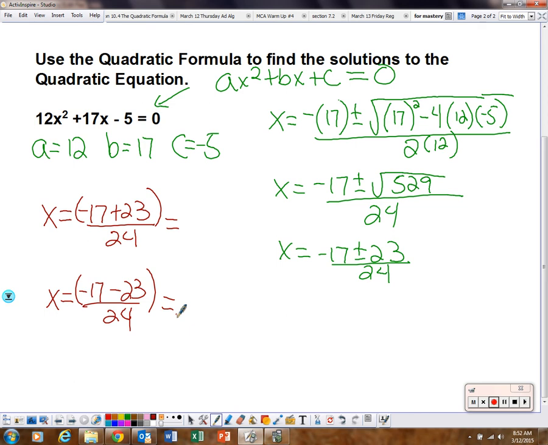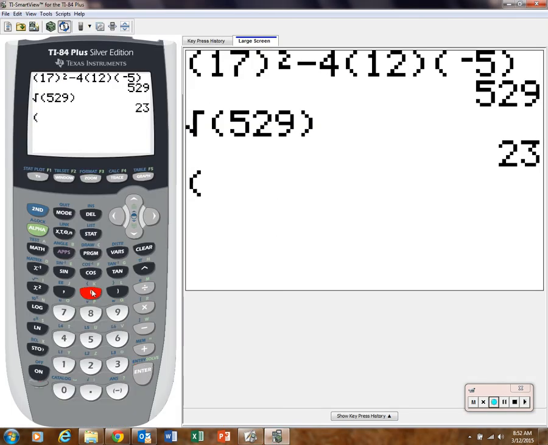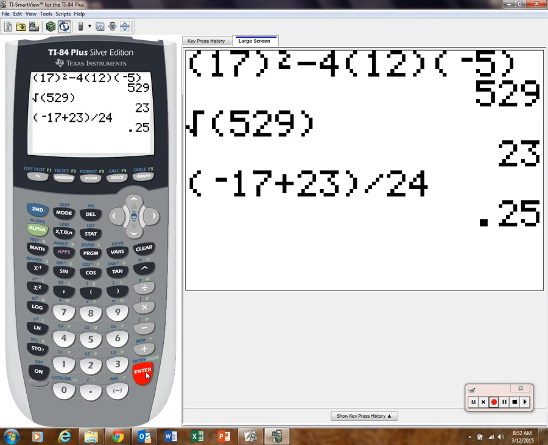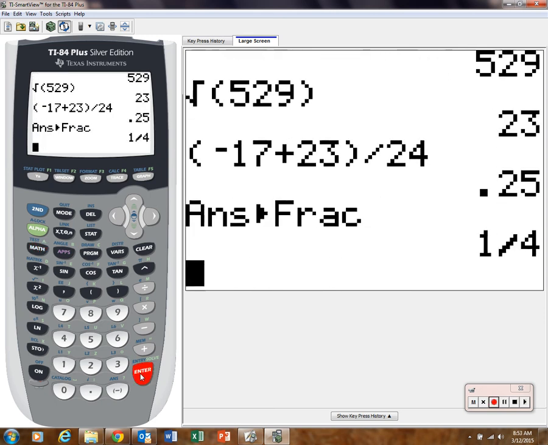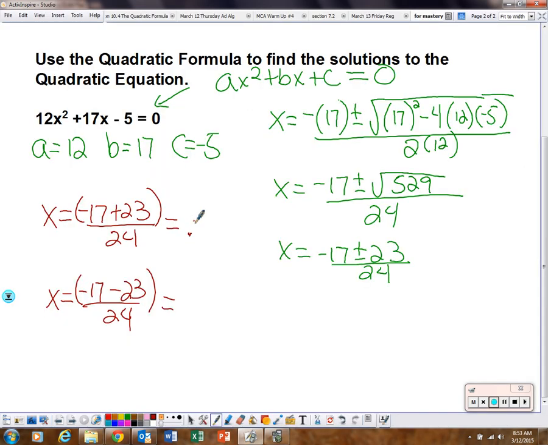All right, so let's type this in. So we've got parentheses, negative 17 plus 23, divided by 24. Okay, 0.25. I would prefer to have a fraction answer. If you put 0.25, that's fine, but I would really like you to use your calculator and convert it back to a fraction. So 1/4 is one of our answers. So 0.25 becomes 1/4. So that is one of our solutions.